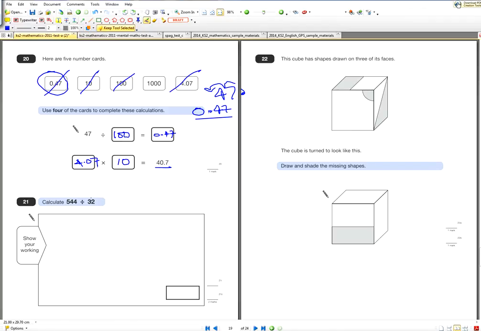Next question. We have 544 divided by 32. Now we can do this using the long division technique, but I'm going to show you a nice easy way. When I look at these numbers, they're nice big even numbers. What do even numbers definitely divide by? Two.